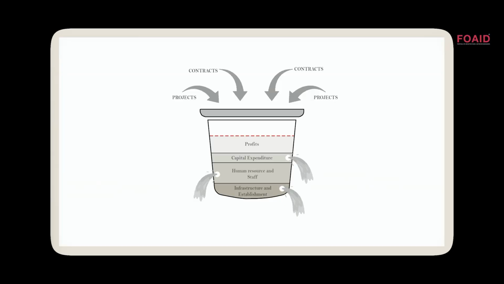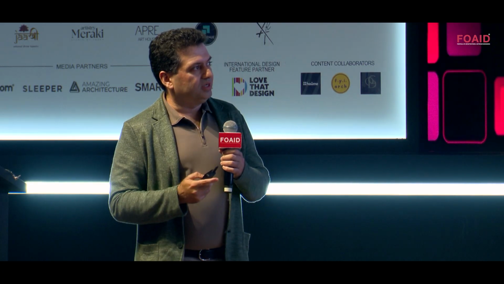So one way to look at running a firm is you've got projects and you've got contracts which are coming in, and you've got an outgoing system of infrastructure, establishment, human resources, capital expenditures, and then you've got the profit. So this is a diagrammatic way of representing what's actually happening for anybody who's running a solo practice or a firm or even a private practice for that matter.